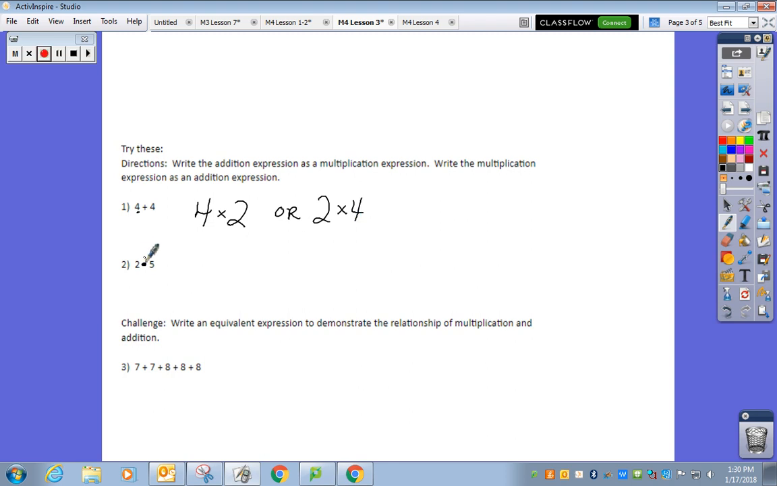If I have 2 times 5, that means I have 2 5s being added together, but it can also mean I have 5 2s being added together. Okay, so either one of these will give me the answer that the 2 times 5 would. So they're both going to give me the same answer. So now comes a challenge. Write an equivalent expression to demonstrate the relationship of multiplication and addition here.